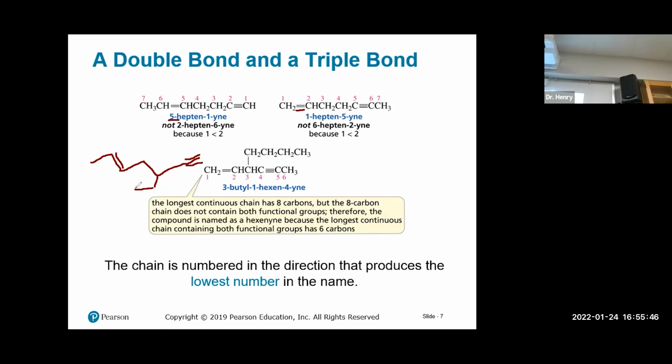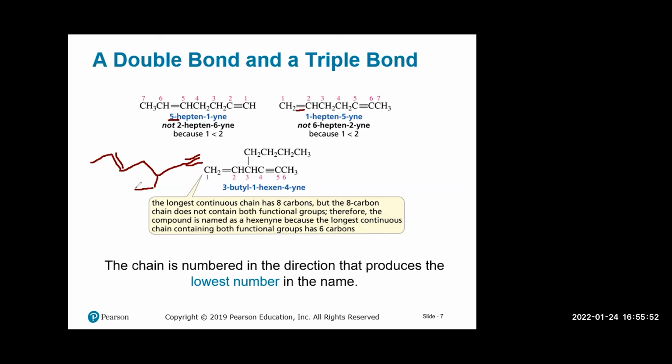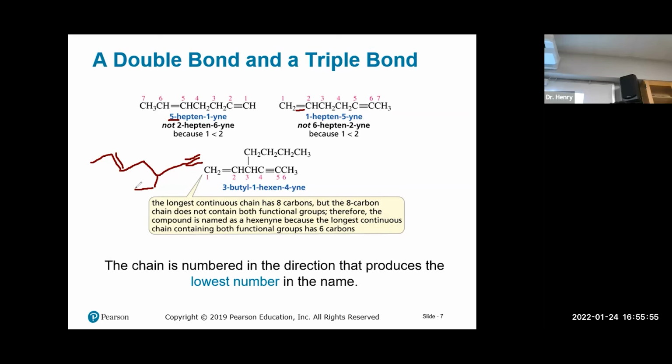And again, if we have a choice, we want our longest chain to encompass the doubles and triple bonds because it makes it so much easier to name. Okay. If we have a choice. Okay. So where am I going to start with this guy?